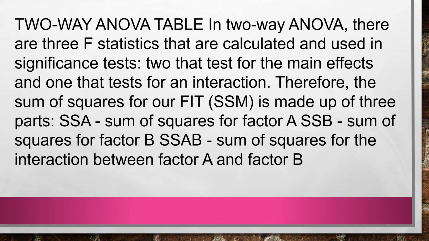Okay, so the two-way ANOVA table. In two-way ANOVA, there are 3 F statistics that are calculated and used in significance tests: 2 that test for the main effects and 1 that tests for an interaction. Therefore, the sum of squares for our fit, or SSM, is made up of 3 parts: SSA, the sum of squares for factor A, SSB, the sum of squares for factor B, and SSAB, the sum of squares for the interaction between factors A and B.